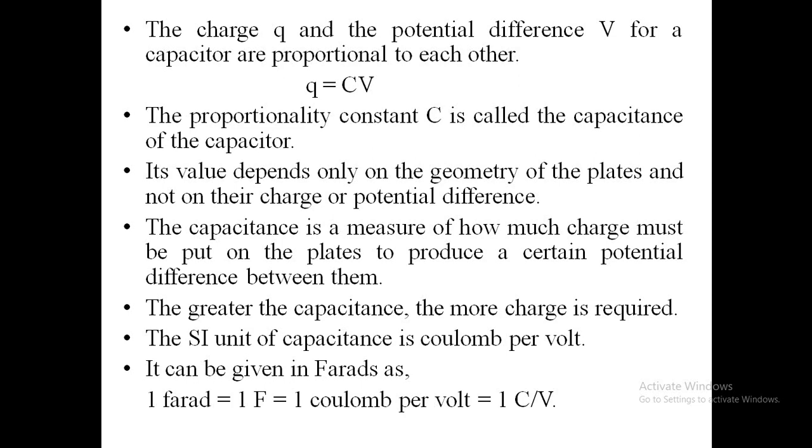The capacitance is a measure of how much charge must be put on the plates to produce a certain potential difference between them. The greater the capacitance, the more charge is required. The SI unit of capacitance is coulomb per volt. We can also express capacitance in farads, where 1 farad is equal to 1 coulomb per volt.